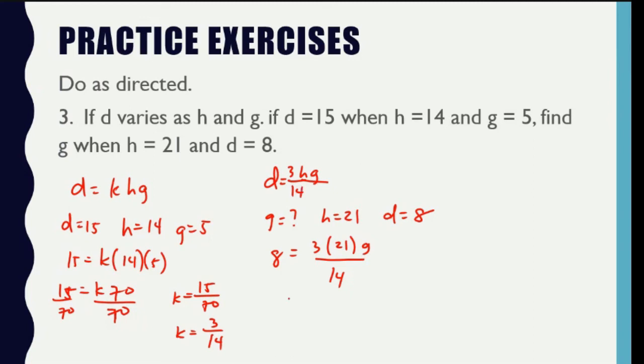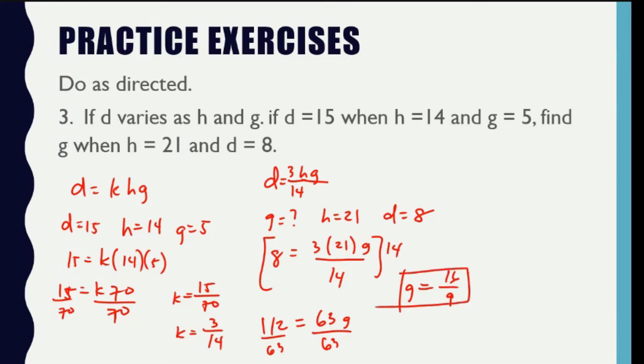Okay. So I will multiply both sides by 14. So 8 times 14, that is 112, is equal to 3 times 21, that is 63, G. Dividing both sides by 63, G is equal to 112 divided by 63. The answer is 16 over 9. So this will be our answer for number 3.